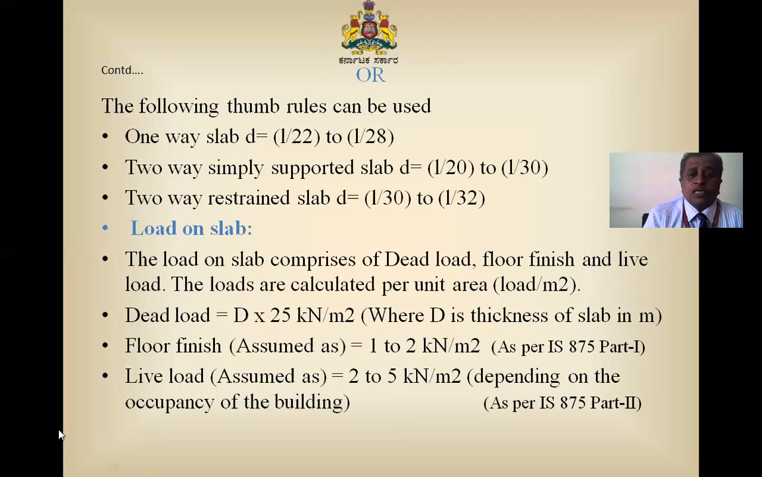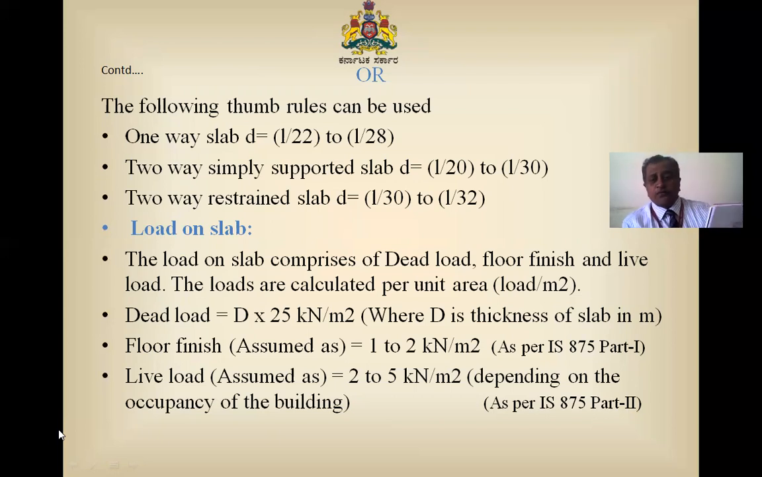The following thumb rules can be used. For a one-way slab, the L by D ratio for simply supported is 1:20, but here from 1:22 to 1:28 we can consider. But generally for a one-way slab we consider 1:25. Okay, 1:25. For a two-way simply supported slab, 1:20 to 30. Once again, it depends on the IS clauses. I will mention the clause.